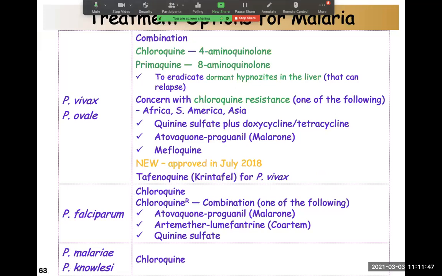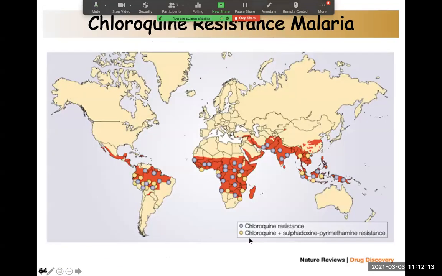This is basically a summary of various options depending on which Plasmodium species. And you should often give combination. If it's resistant, you switch. A mefloquine, as I told you, is quite new. It's only introduced in 2018. And then falciparum, you do chloroquine. All of them use chloroquine. But if a chloroquine resistant, you switch.